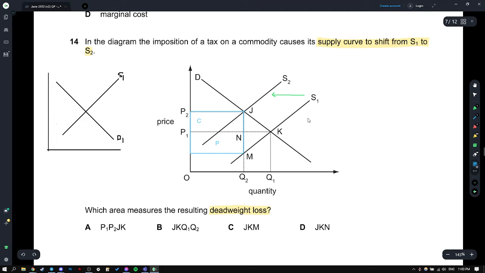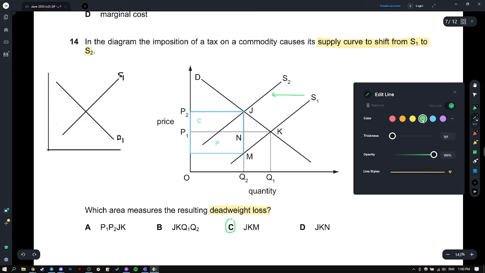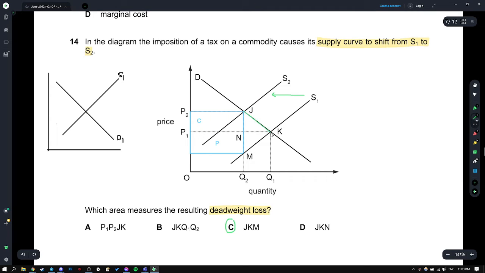Okay. For me to explain what deadweight loss is, I need to tell you the answer first, and then it'll be easier to explain. So deadweight loss in this situation here is actually C, which is JKM. This red highlighted portion here. This is deadweight loss. Okay, let me explain to you.